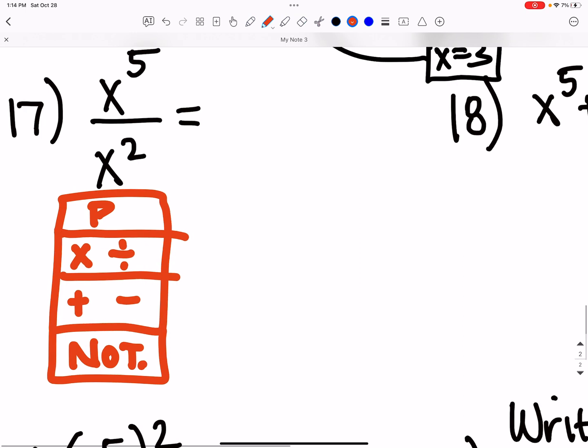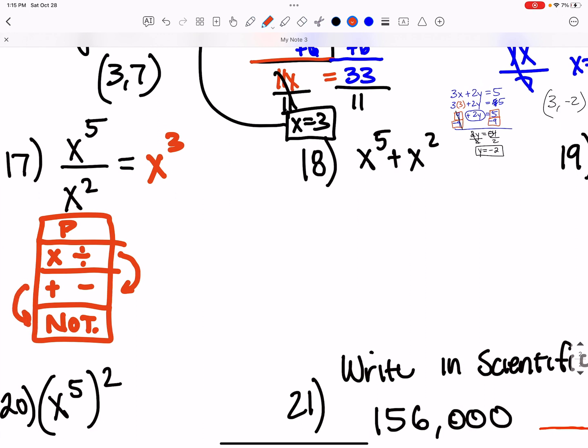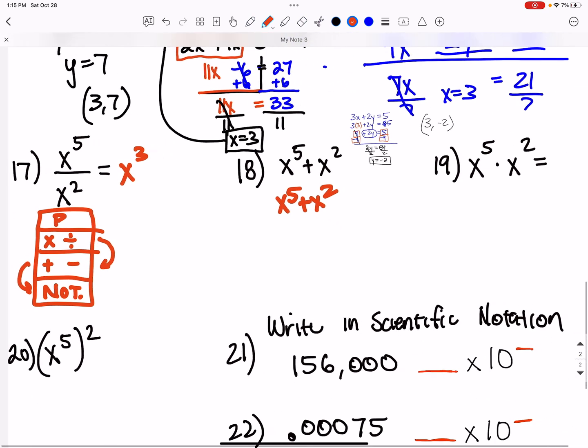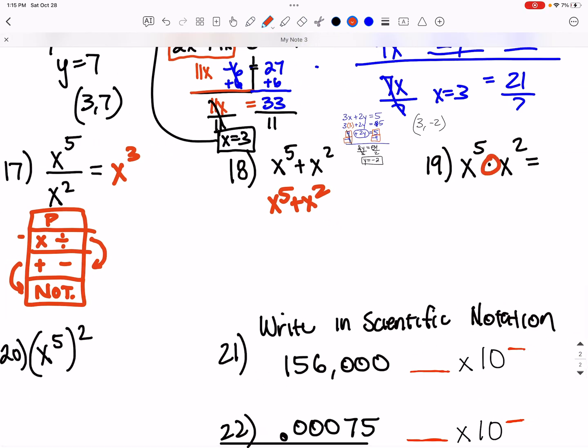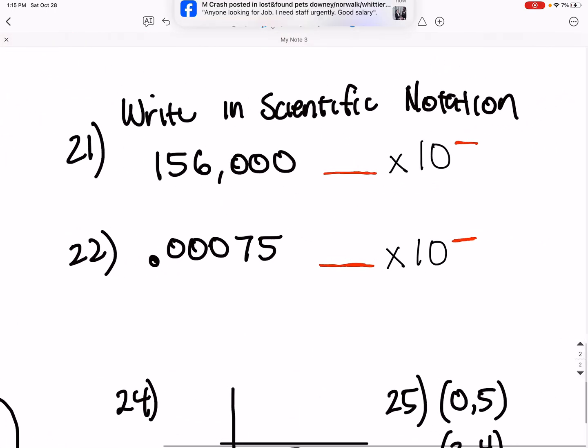So 1 less than division is subtraction, x to the 3rd power. 1 less than addition is nothing. There's nothing you can do. It just stays the same. 1 less than multiplication is addition. You add the powers, x to the 7th. This is powers to the 5th power to the 2nd power. So that's x to the 5th power to the 2nd power. That's powers. 1 less than powers is multiplication. That's 5 times 2, x to the 10th power.